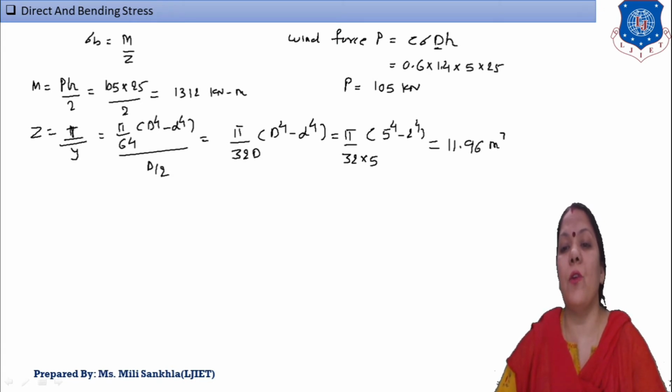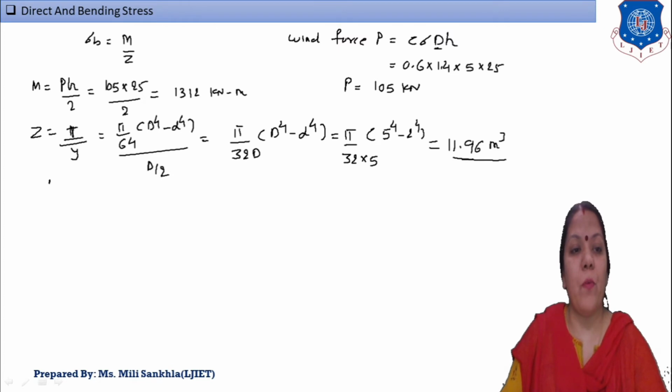11.96 meter cube, because the unit of this moment of inertia is meter raised to 4, and y is meter. Meter raised to 4 divided by meter, our unit is meter cube. Now we find out the bending stress.